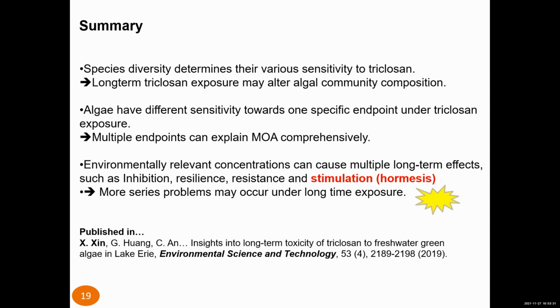The stimulation one needs further attention because it's the opposite of inhibition, but it has a wider effect. Like in an environment with enough nitrogen or phosphorus, they may cause algal bloom or red tide. But at environmentally relevant concentrations, when the chemicals are at very low concentrations, they may also cause stimulation of algal growth. But the inner mechanism has not been studied. Then I think it needs further exploration about the hormesis phenomenon.